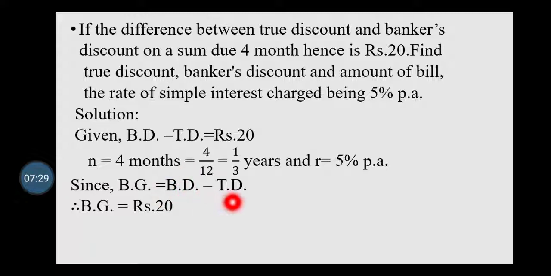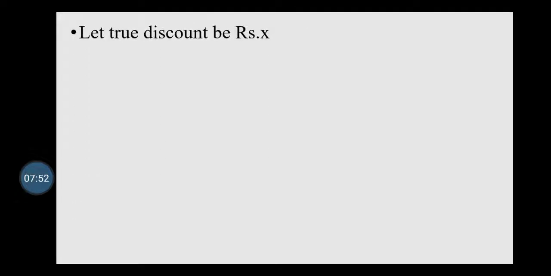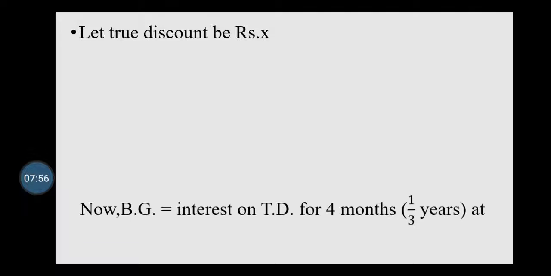because this banker's discount minus true discount is given in the question, which is rupees 20, and we know that banker's gain means banker's discount minus true discount. So from the given information, we know that banker's gain is rupees 20. Okay, let true discount be rupees X.